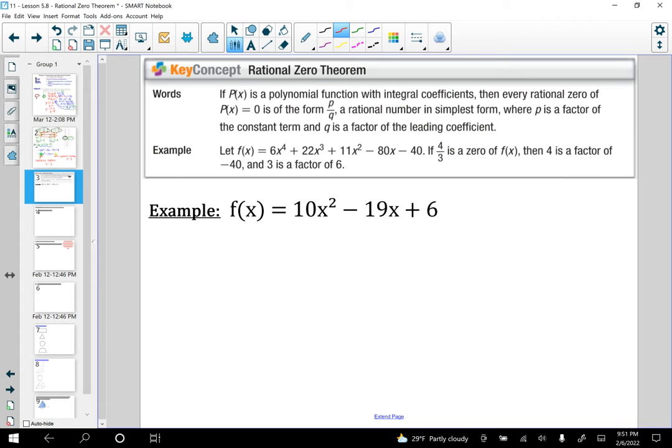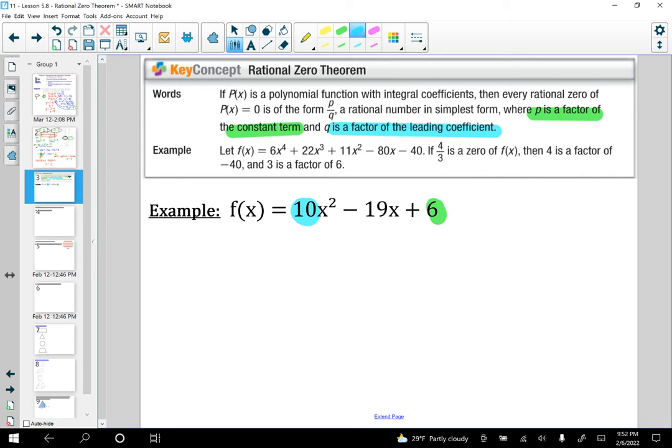So this rational zero theorem, they use P's and Q's, and basically you can find every possible rational zero by finding the factors of your constant term. So we call that one our P. And then Q is our factors of the leading coefficient.